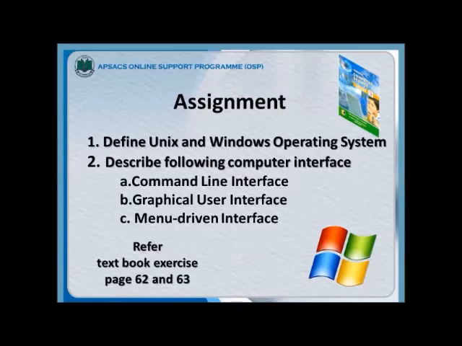Then we have the task to do, an assignment for you all. The first question is: define Unix and Windows operating system, in which you have to write about Unix operating system and Windows operating system. Number 2, describe the following computer interfaces: command line interface, graphical user interface, and menu driven interface. You have to describe all three of them in detail. Both of these questions are from your textbook exercise. So this assignment is to be submitted by Saturday.